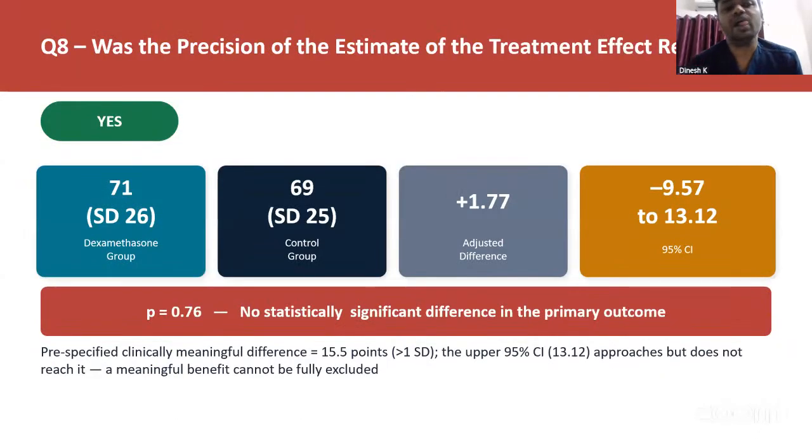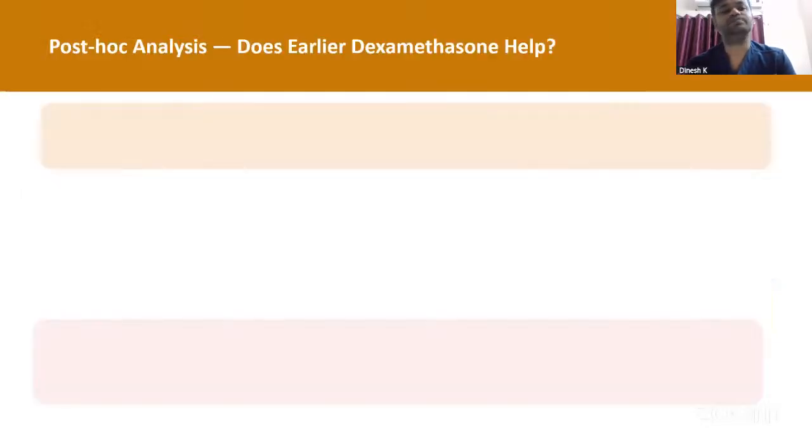And then coming to the next question, was the precision of the estimate of the treatment effect reported? This also we have discussed. The mean score is 71 in DEXA and 69 in control, with a wide confidence interval, which also includes 0, with a p-value of 0.76. So it was not statistically significant in the primary outcome.